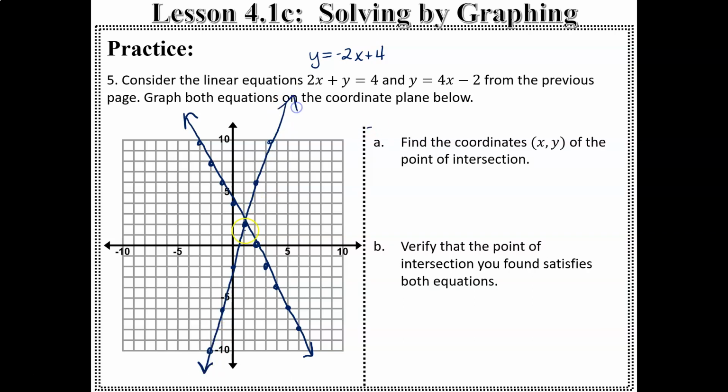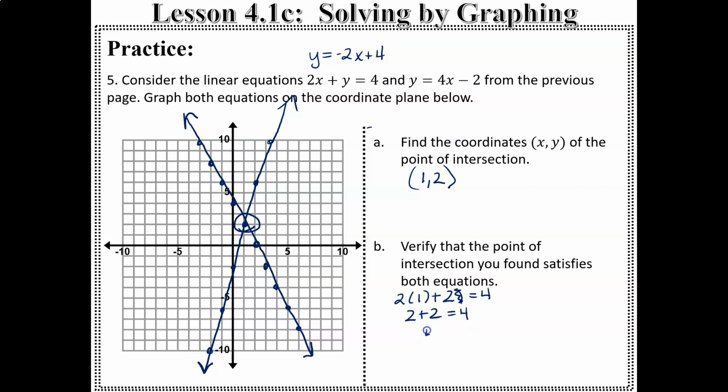So now you can see the point where they intersect. We're going to find the coordinates of that intersection. Go over 1, up 2, and that's your point. What part B says is to verify that the point of intersection you found satisfies both equations. That just means plug it in. So I'm going to plug in 1 for x, 2 for y, and see if they're equal.